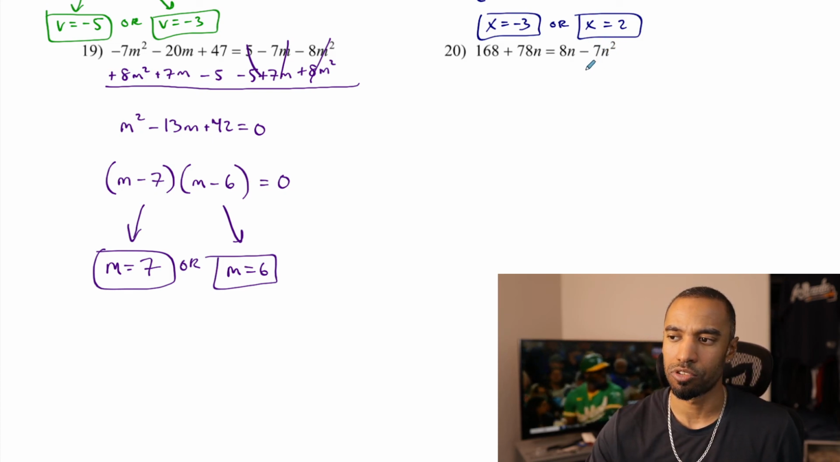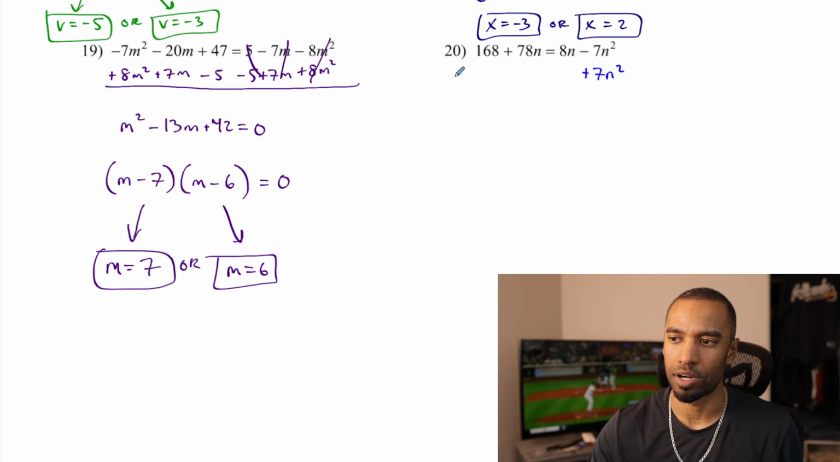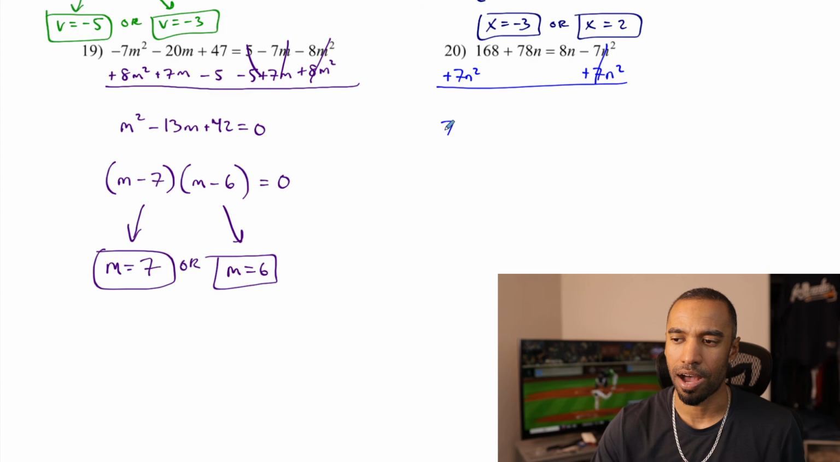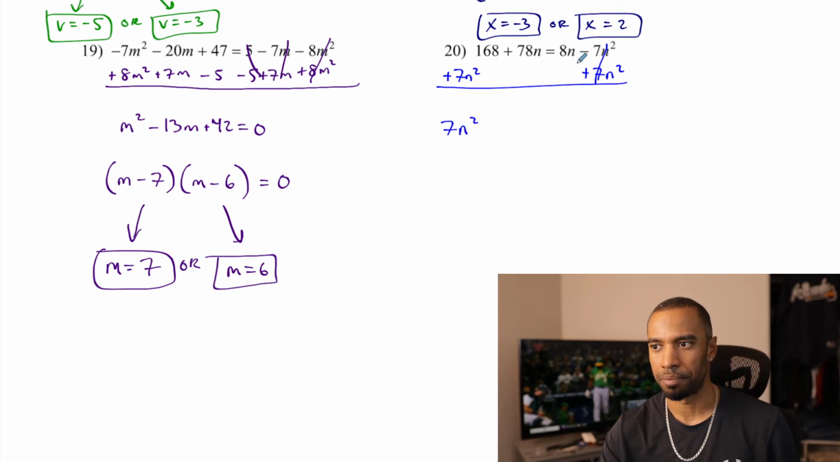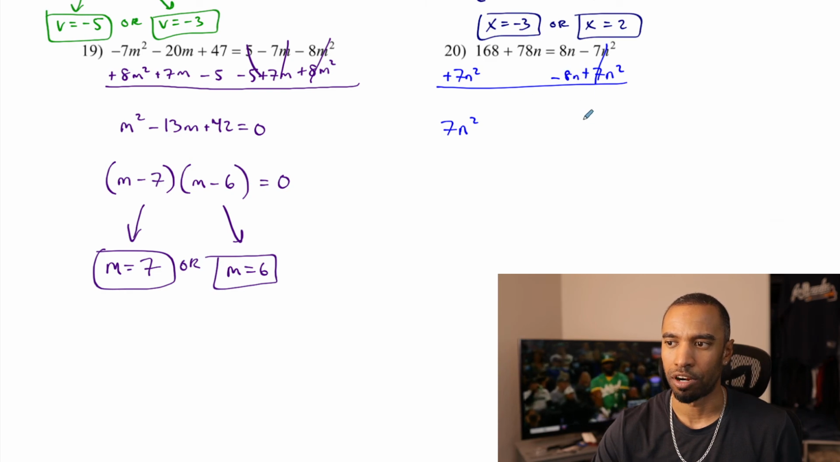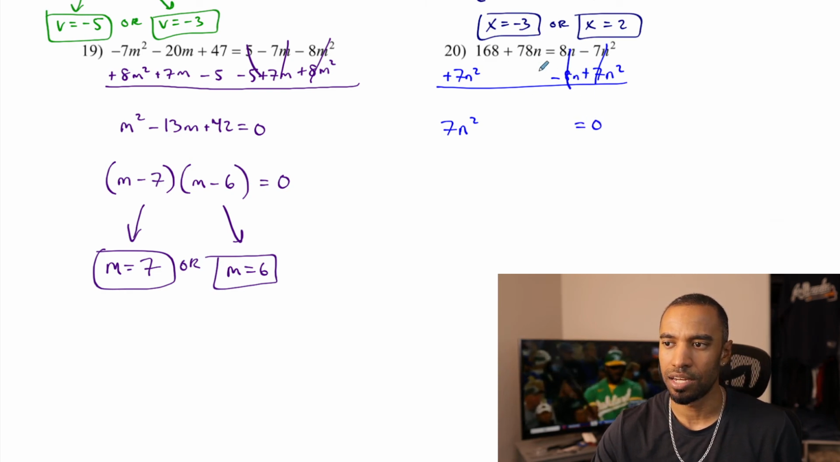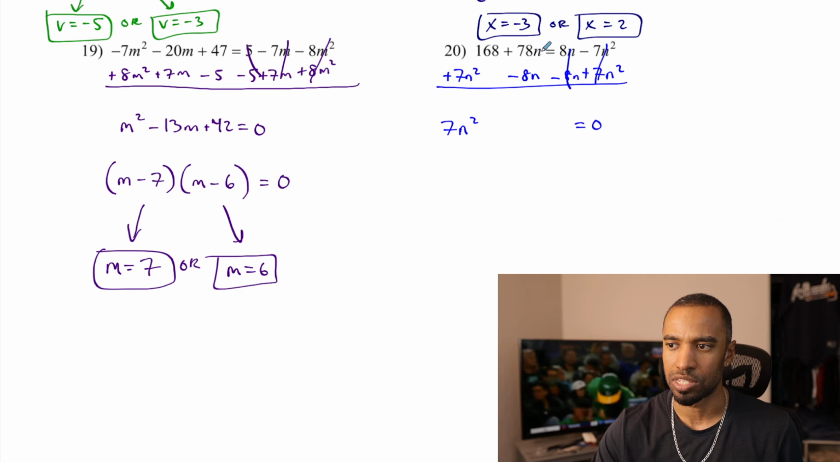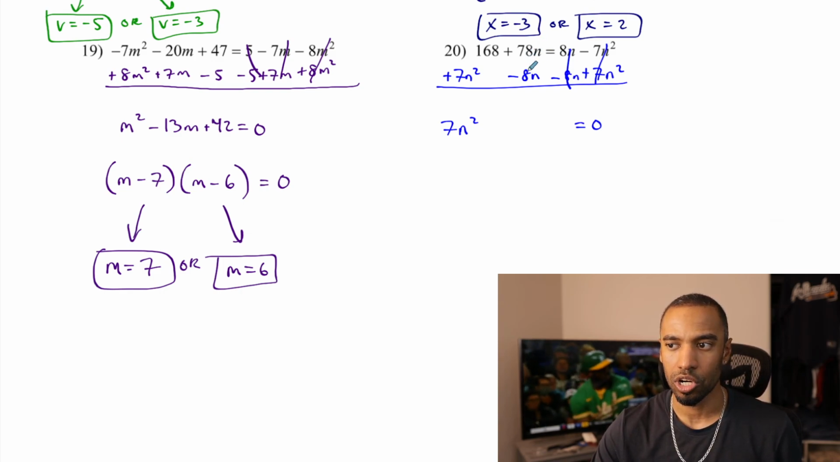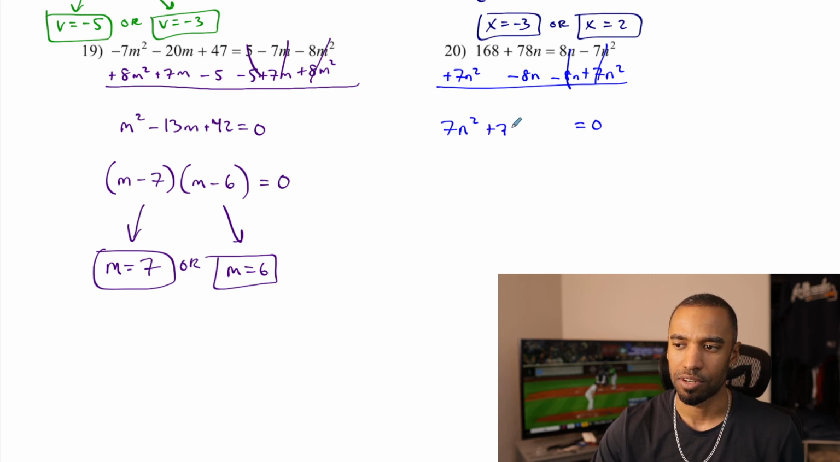I think it serves it a lot better if I add the 7n squared to this side so that I can therefore have that as a positive 7n squared. I don't want to have a negative if I don't want to have to deal with it later. And I'll subtract the 8n over, therefore I set this equal to 0 on this side, and then minus 8n with the 78n. And you know what? I want this term next. I want the 168 last. So plus 70n, and then plus 168.